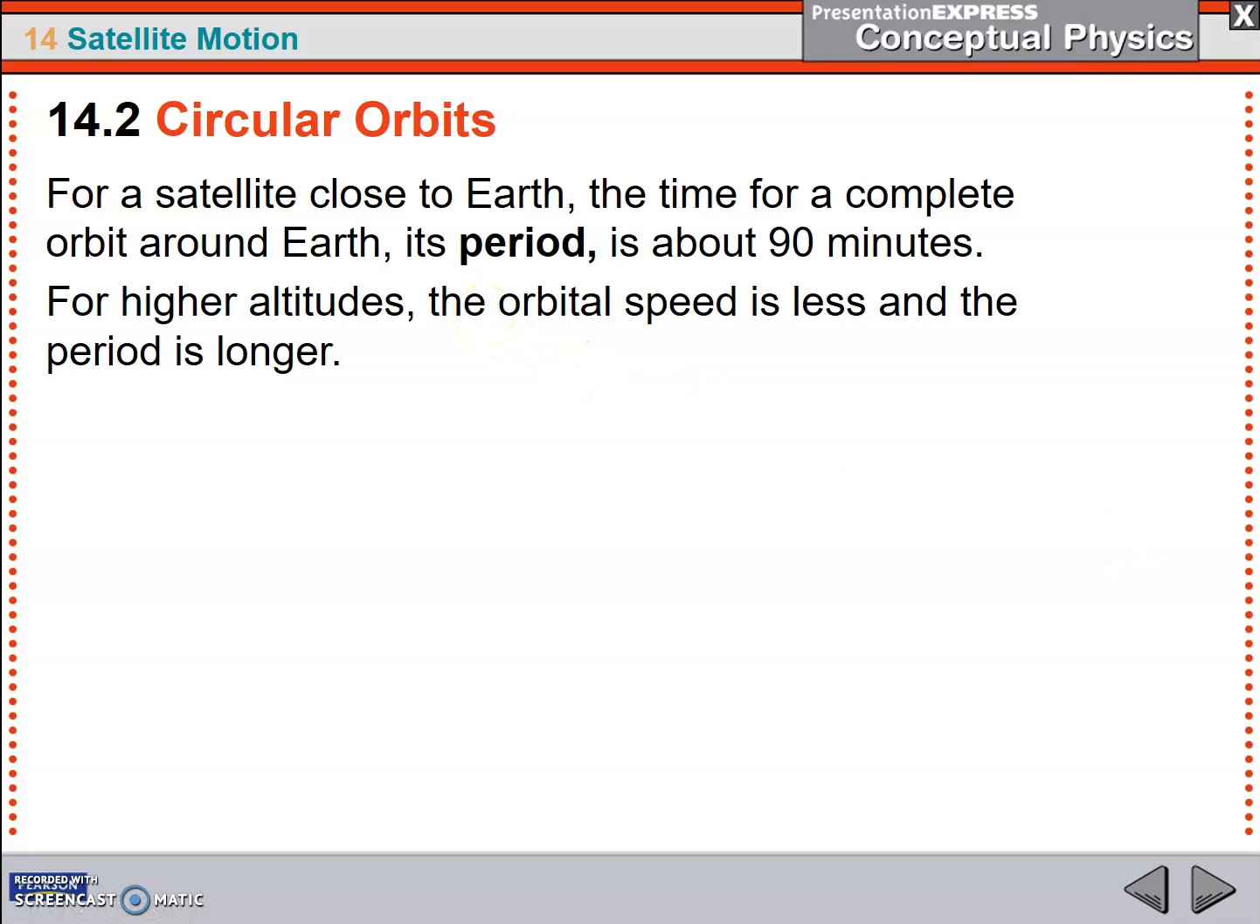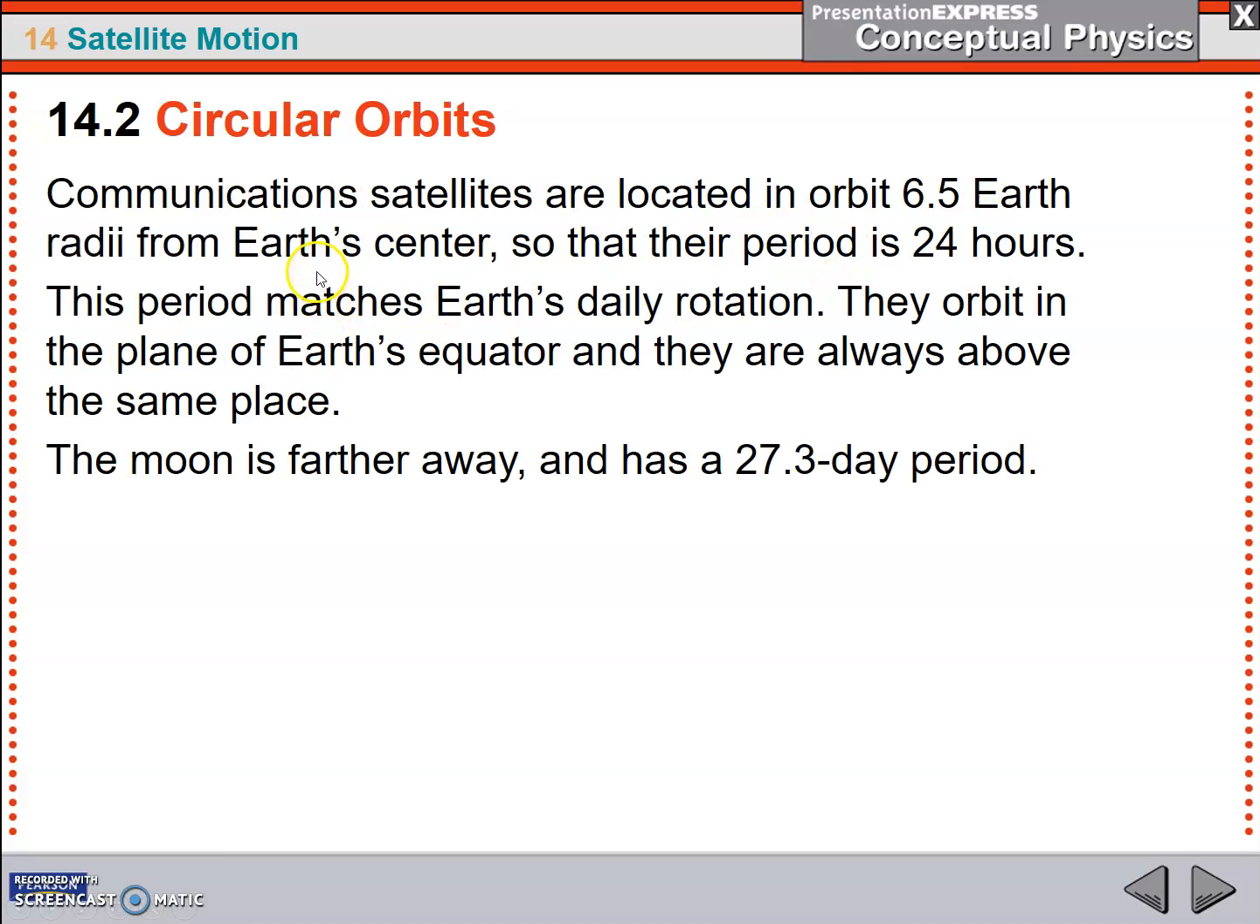So for a satellite close to Earth, not at the surface, but close to Earth, above the air, the time for a complete orbit around the Earth is about 90 minutes, and we call that its period. So every 90 minutes, if you look up, you can see the International Space Station go by. And for higher altitudes, the orbital speed is less and the period is longer. So if you go to a much higher altitude, it can be 100 minutes or 2 hours or even 24 hours. And that's one of the tricks.